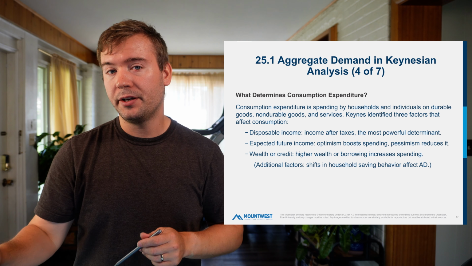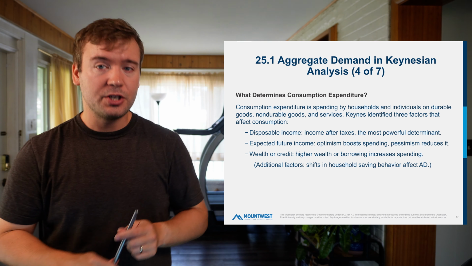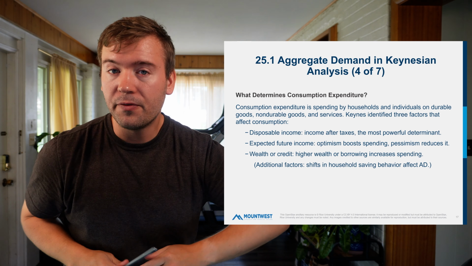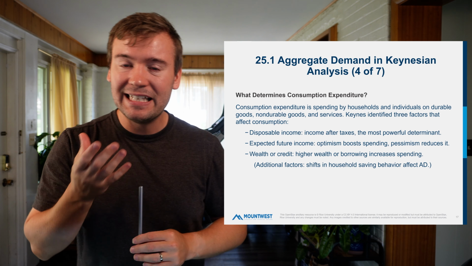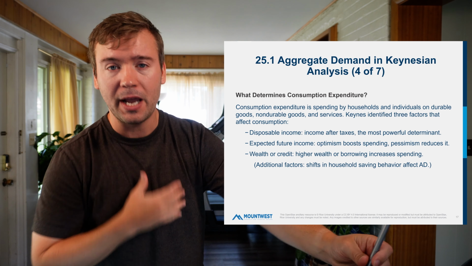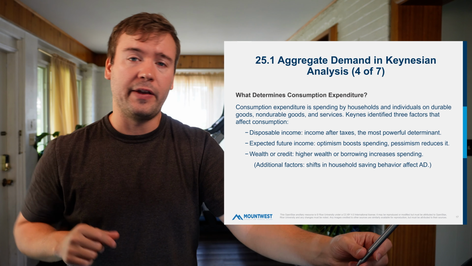Keynes identified three primary factors that significantly influence how much people consume. The first and often the most powerful is disposable income. This is the income you have left over after you've paid all your taxes, and it directly dictates how much you have available to spend.